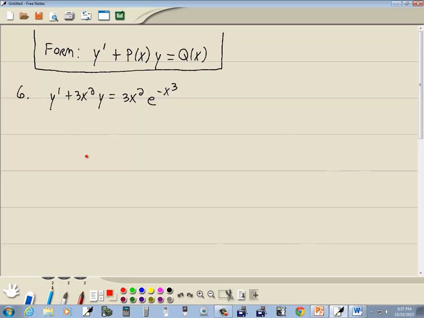Write the problem in the right form. Well, it isn't the right form. We got y prime here by itself. We got the part of the y over here, and then the rest of it over here. Now remember, whatever's in front of your y is going to be your p of x.